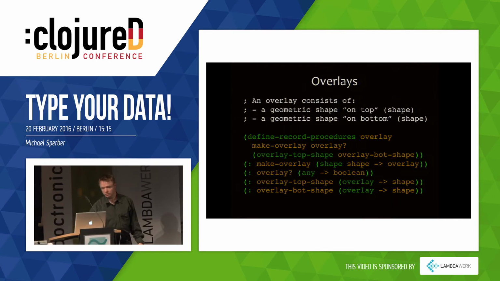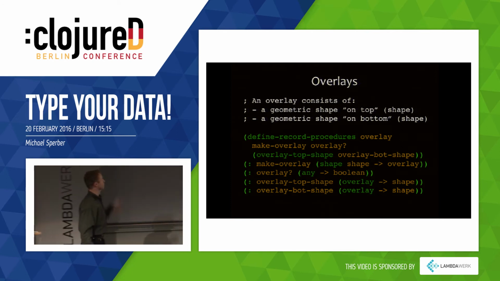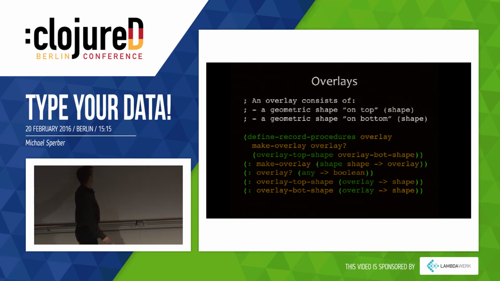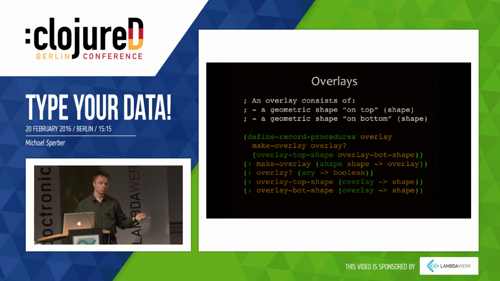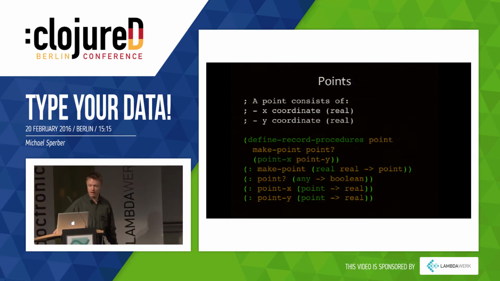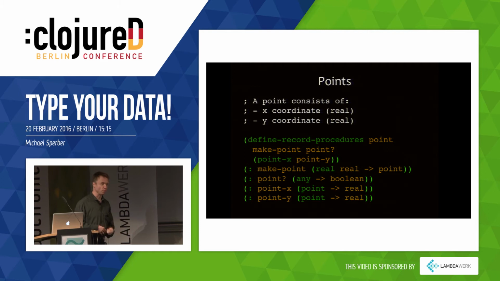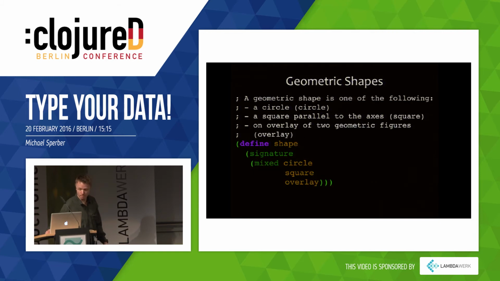So overlays, as far as the data definition and the record definition are concerned, are basically the same thing as circles and squares, only the whole thing is called an overlay and we have a top shape and a bottom shape. And if you remember the list of nouns that we had in the beginning, it also mentioned points. And now it gets really boring because points have x and y coordinates, so they also have two parts. And you get, again, a record definition of the exact same structure that we've already seen three times now.